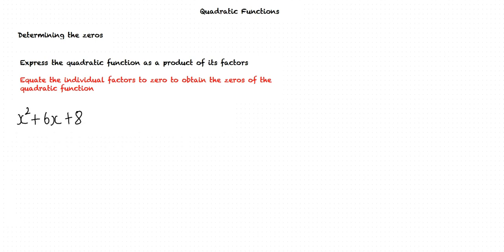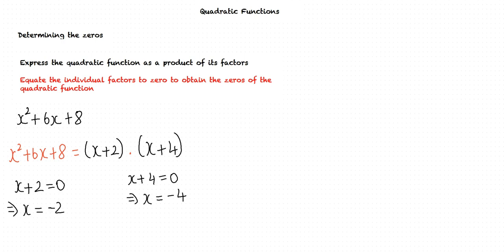In order to determine the zeros of a quadratic function, we follow these steps. We express the quadratic function as a product of its factors. Finally, we equate the individual factors to 0 to obtain the zeros of the quadratic function. Okay, can we do an example? Sure, let us consider the following example. Let us say we are required to determine the zeros of the quadratic function x square plus 6x plus 8. The first step is to express the quadratic function as a product of its factors. Thus, we have x square plus 6x plus 8 equals (x plus 2) times (x plus 4). Finally, we equate the individual factors to 0 to obtain the final answer. We thus obtain x equals negative 2 and x equals negative 4 as the zeros of the quadratic function.